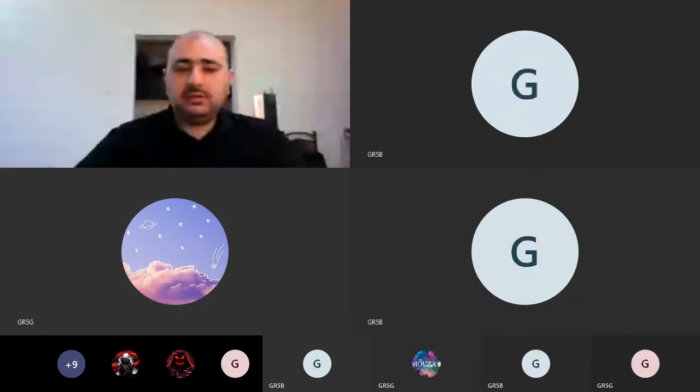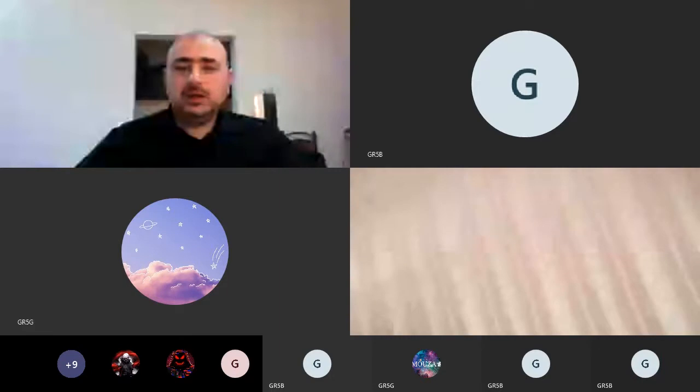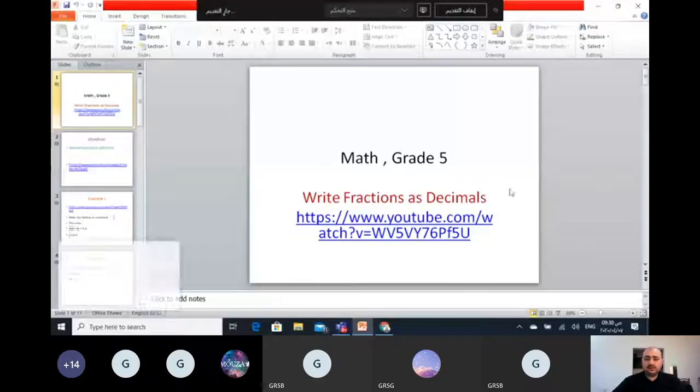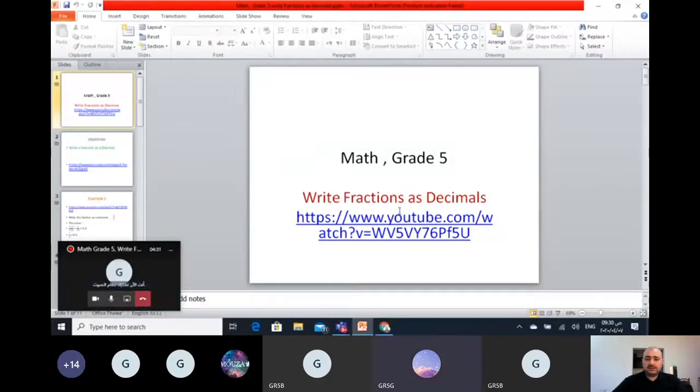Today we have how to convert a fraction to a decimal. How to write the fraction as a decimal. So our lesson today: write fractions as decimals.